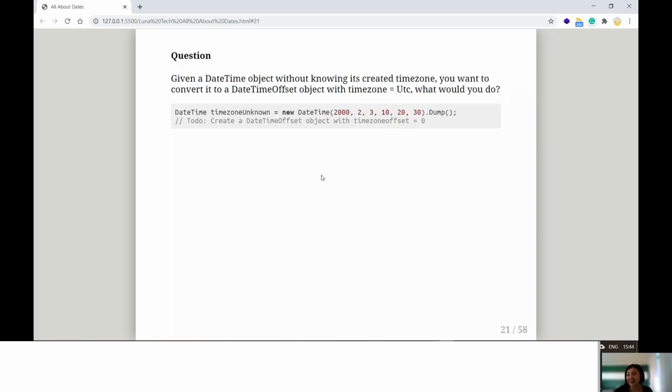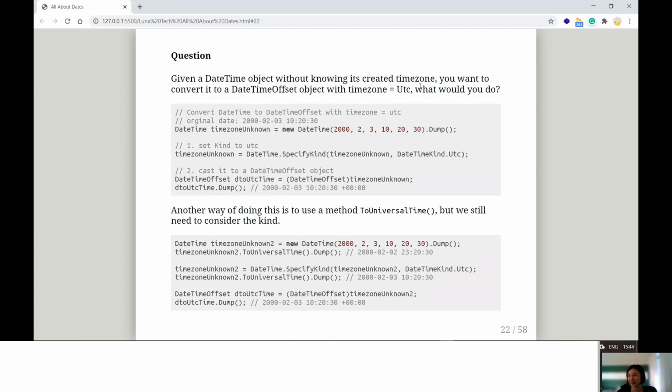And okay, another question. We have a DateTime object and we don't know its created time zone. We want to convert it to a DateTimeOffset object with the time zone equal to UTC. What would you do? I think based on time limit, I'm going to show you guys the answer because I've got too many slides.